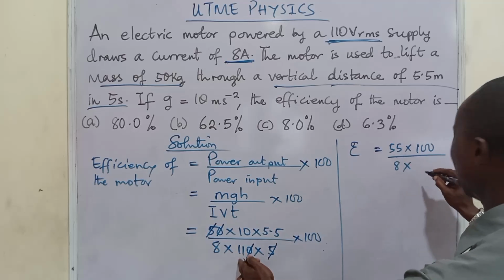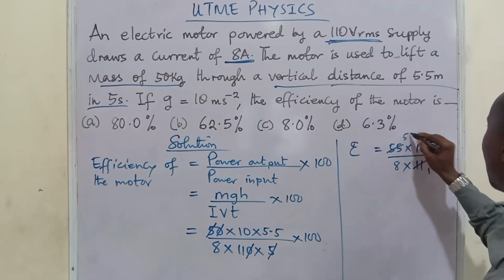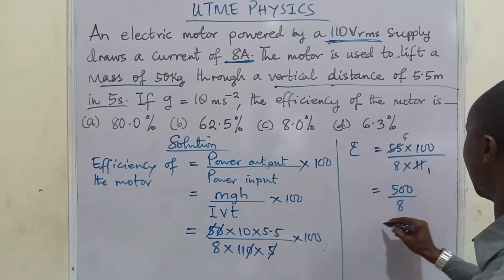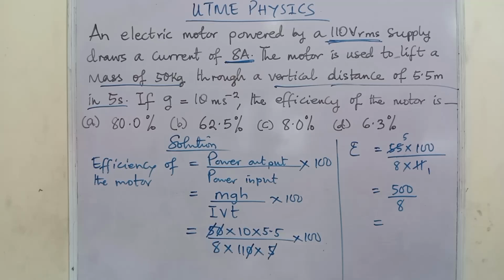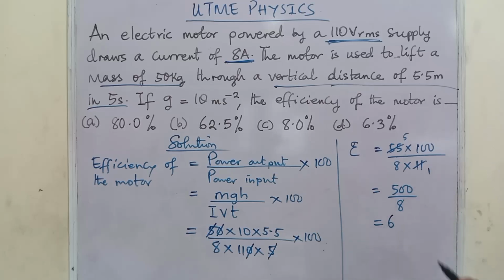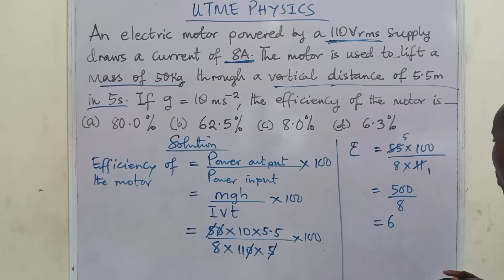8 times 11. So my 11 here and 11 here, that is 5. I simply have 500 divided by 8. So what do we do? 8 in 50 will give me 6, because 8 times 6 is 48. So I'm left with 2. Then 8 in 20 gives me 2.